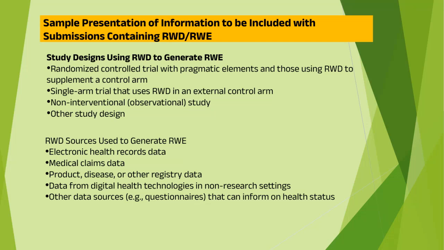Study designs using RWD to generate RWE: randomized control trial with pragmatic elements, and those using RWD to supplement a control arm; single-arm trial that uses RWD in an external control arm; non-interventional observational study; other study design. RWD sources used to generate RWE: electronic health records data, medical claims data, product, disease, or other registry data, data from digital health technologies in non-research settings, other data sources, for example, questionnaires, that can inform on health status.